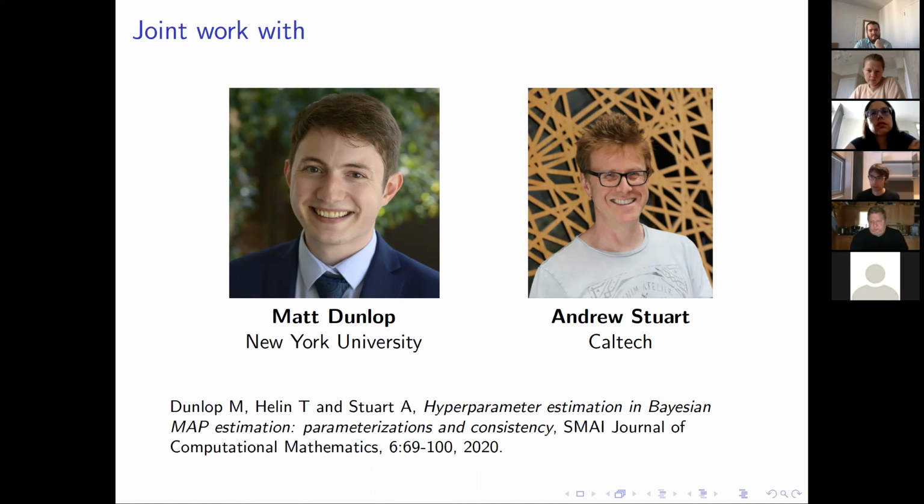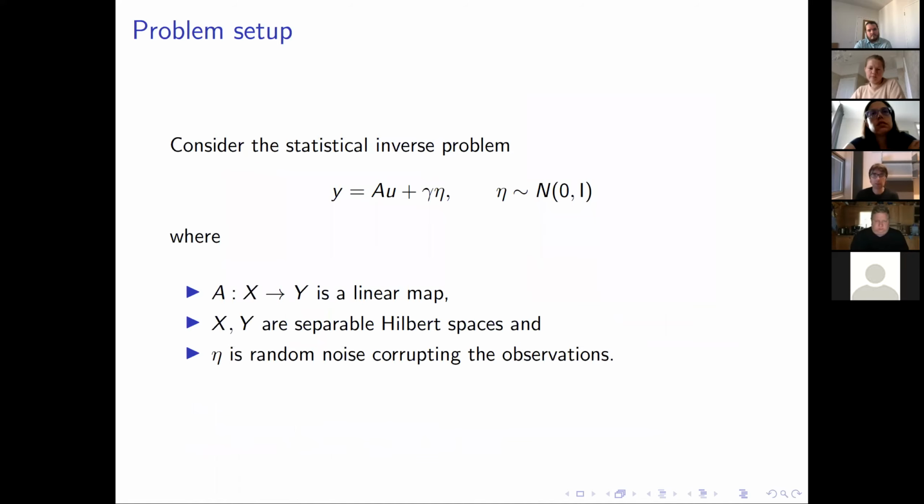on this topic. Just to set the stage, we consider here linear Bayesian inverse problems. Y is my observation, A is my forward map. I'm thinking about my domains as separable Hilbert spaces, and then I have some random noise. And for simplicity, I assume that I have white noise statistics in my noise here.